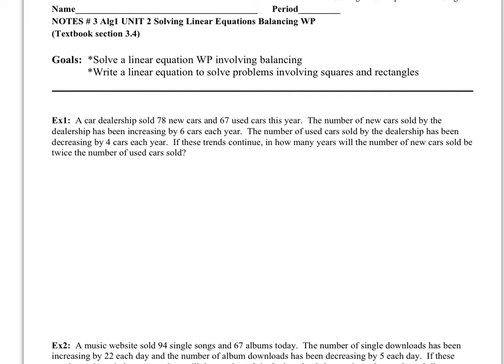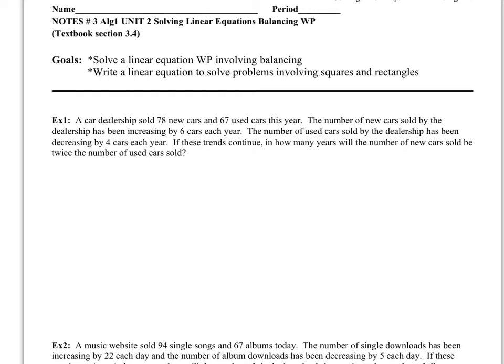So our first problem talks about a car dealership that sold 78 new cars and 67 used cars this year. The number of new cars sold by the dealership has been increasing by 6 cars each year, and the number of used cars has been decreasing by 4 cars each year. The question is, if these trends continue, in how many years will the number of new cars sold be twice the number of used cars sold?